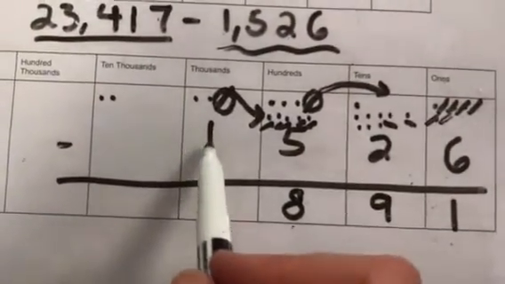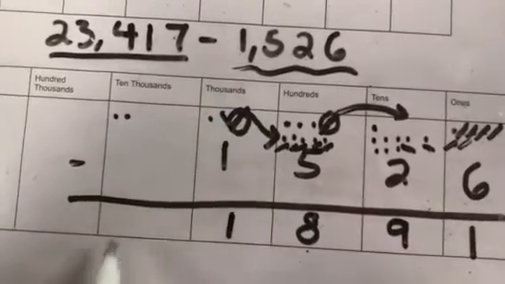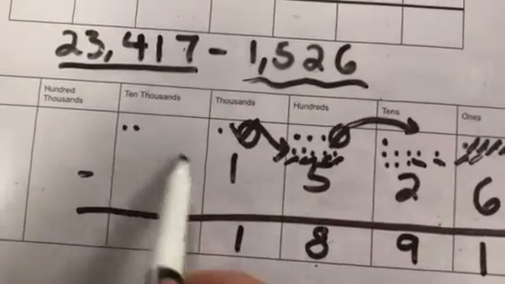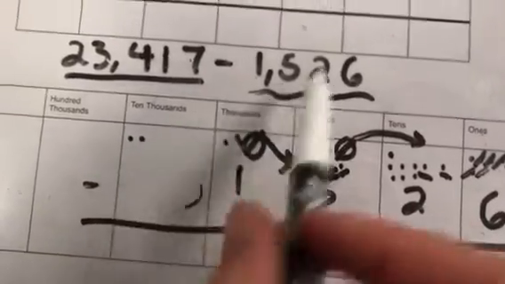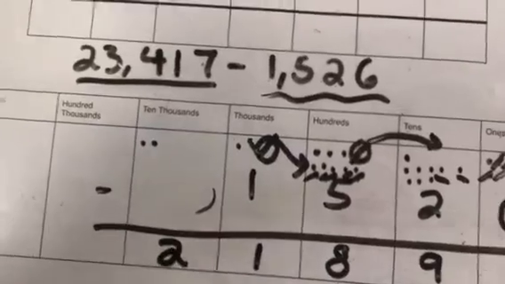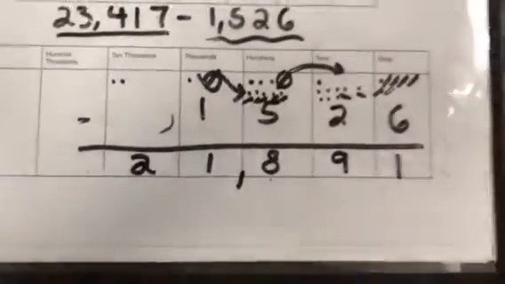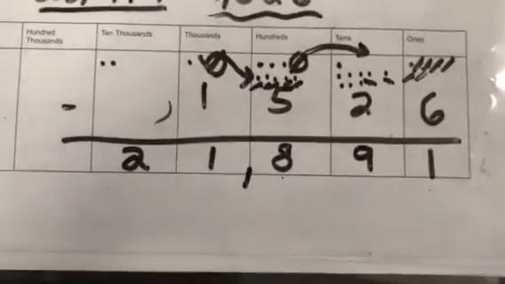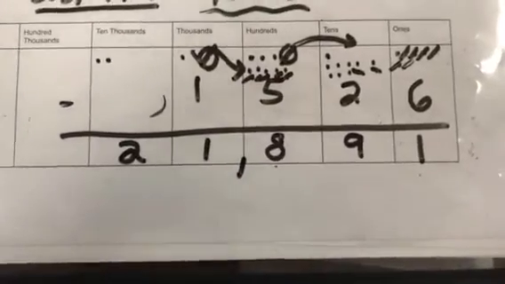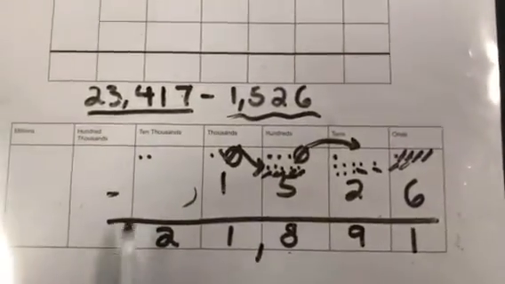Now in my thousands, I only need to take away 1,000. I'll cross that off, and I have 1,000 left. And I don't have to take away any 10,000s because my minuend didn't have any 10,000s. So I've got 2 10,000s left. So my difference, or answer to a subtraction problem, is 21,891.